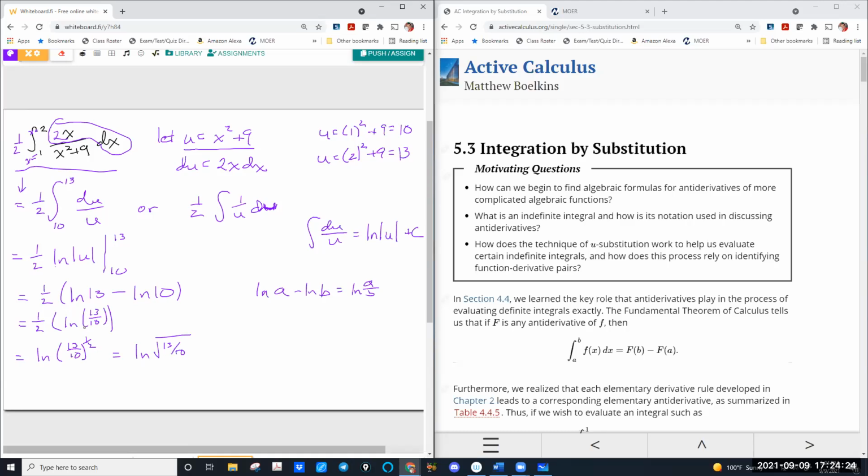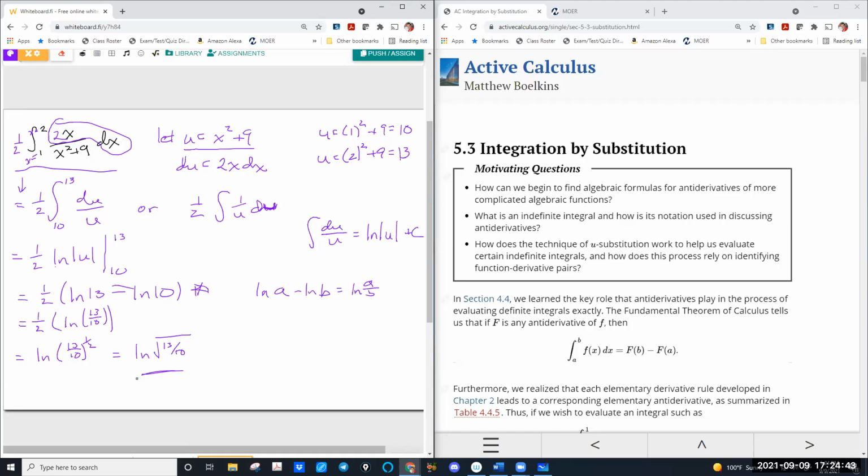or ln of the square root of 13 over 10. Again, we were fine here. You guys are done here. I just had the opportunity to review some properties of logs, which will come in useful in some future problems, so I wanted to take that opportunity.